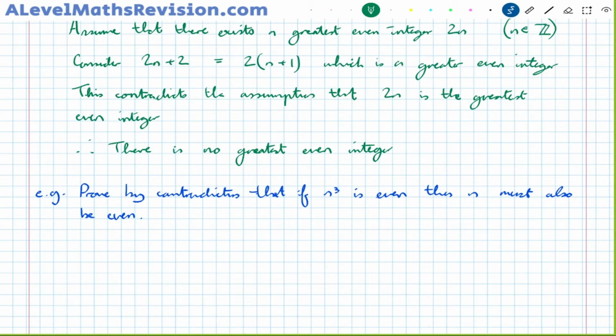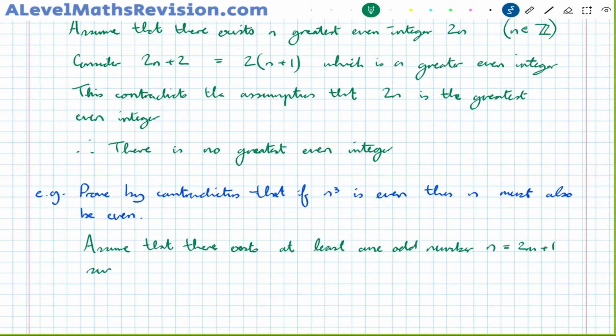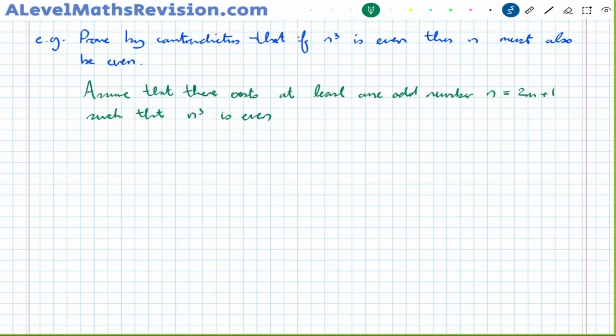So the converse of that statement, assume that there exists at least one odd number, n equals 2m plus 1, such that n cubed is even. I'm going to try and find that number now. So go for it. Try and prove something we know to be wrong. Try and prove 2m plus 1 cubed is even, and miserably fail at it, which is what we want.